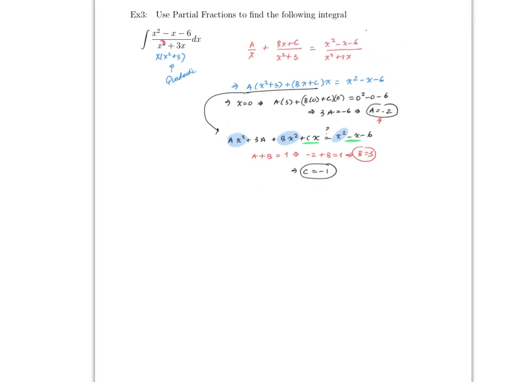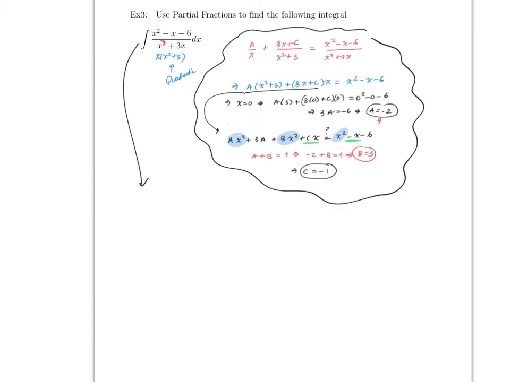So then once you do all of this, which you should do on the side, the integral can be broken into these two parts. First is a, and remember, a is negative 2, so this is negative 2 over x dx, plus b, which is 3, x minus 1, so this is bx plus c, divided by x squared plus 3 dx.